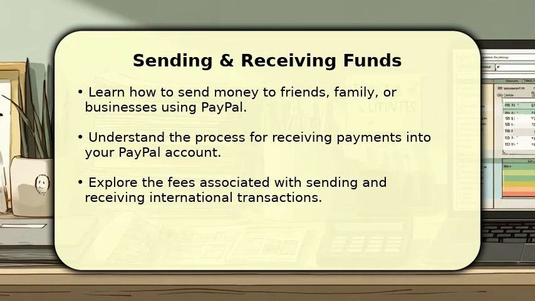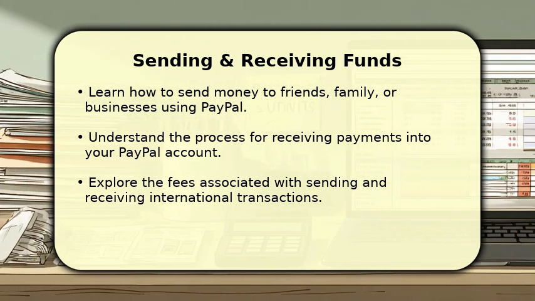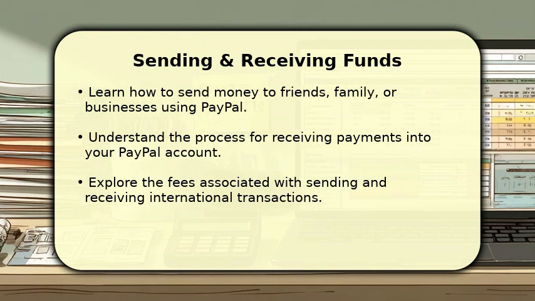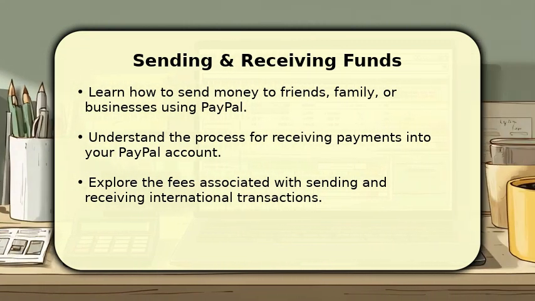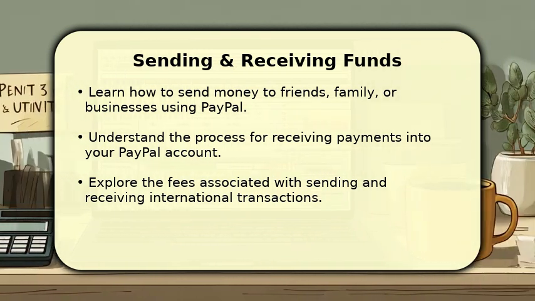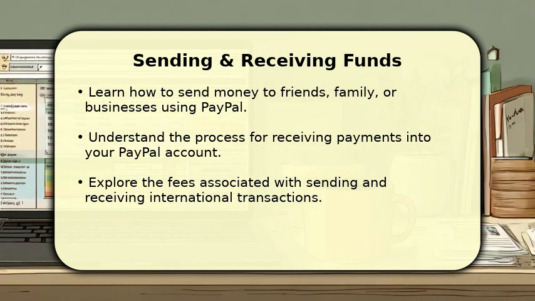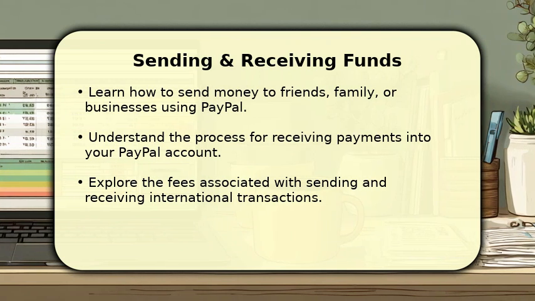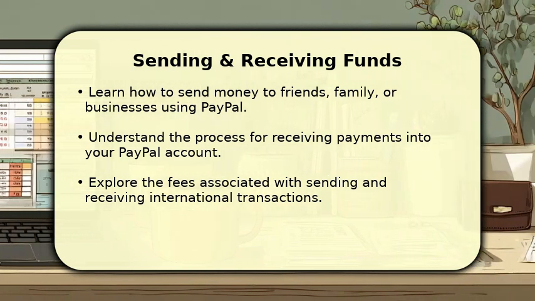Sending money is simple. Enter the recipient's email or phone number, the amount, and choose your funding source. For receiving, simply provide your PayPal email address. Be aware that international transactions may incur a small percentage fee, typically around 2 to 5%, depending on the currency conversion and transaction type. Always review the transaction details before confirming to understand any applicable charges.